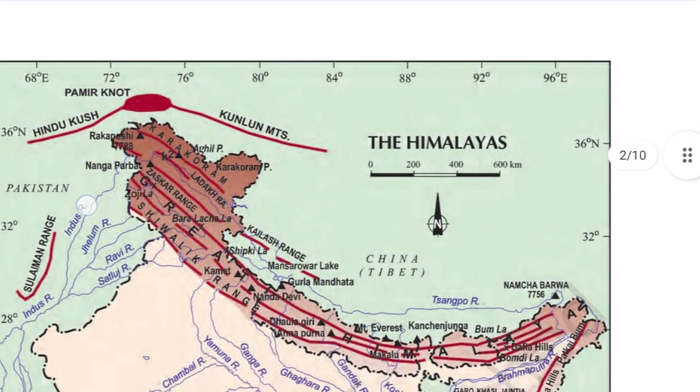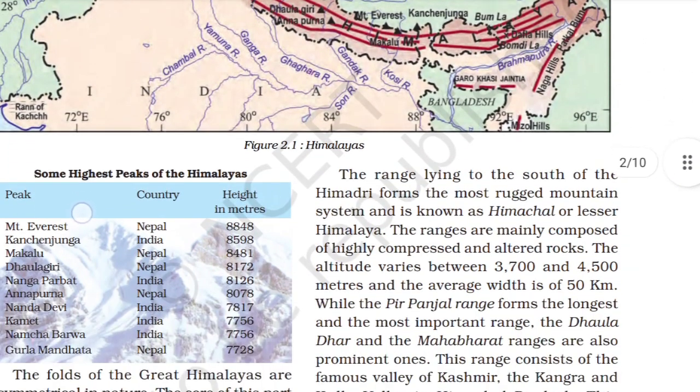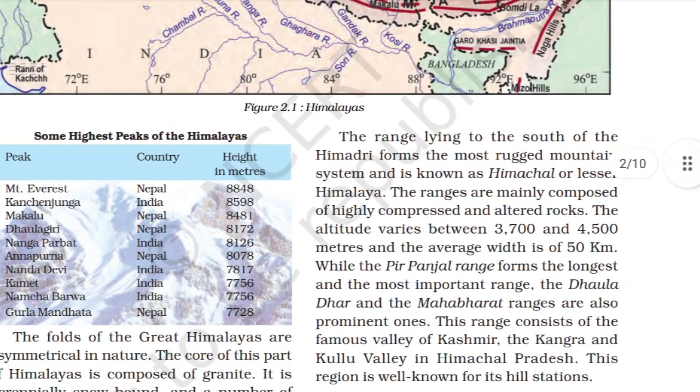So here's a map. Some of the highest peaks of the mountain, listed by peak, country and height in meters. Mount Everest in Nepal with a height of 8848. Kanchenjunga in Nepal with a height of 8598. Makalu in Nepal with 8481. Dhaulagiri in Nepal with 8172. And Nanga Parbat in India with 8126 meters.